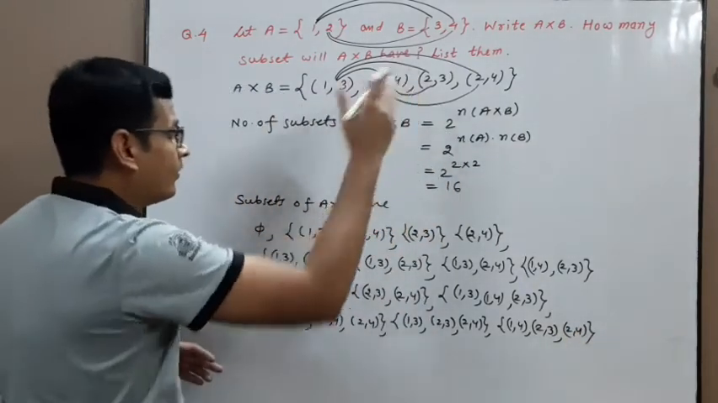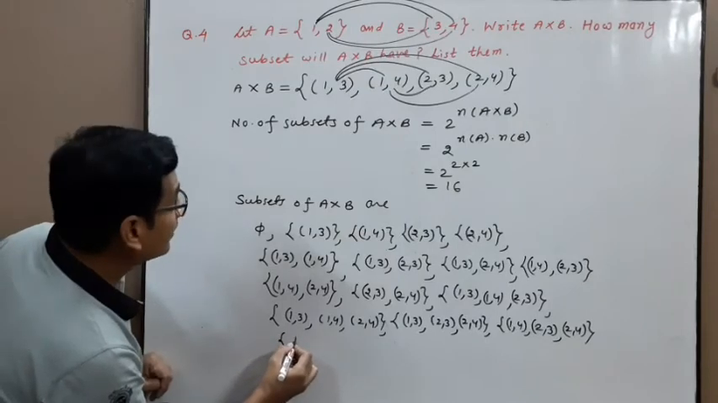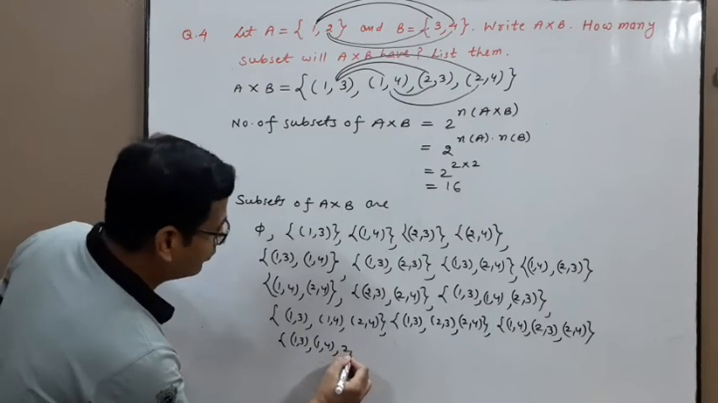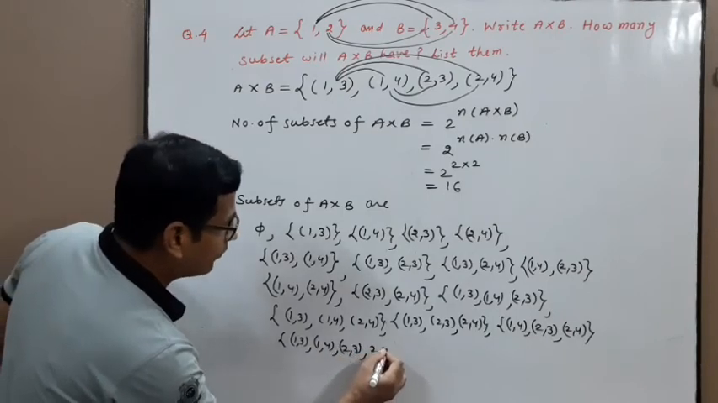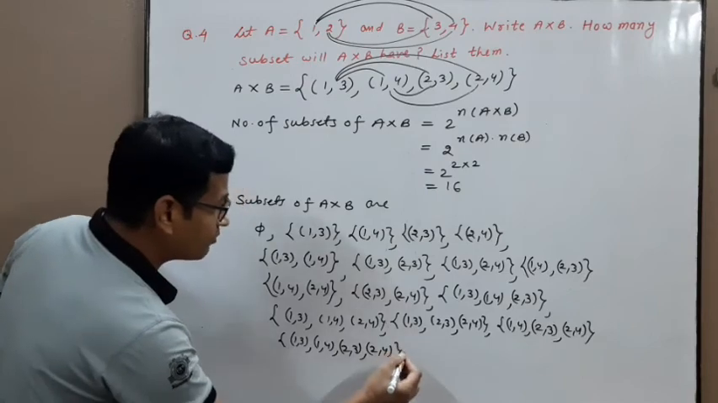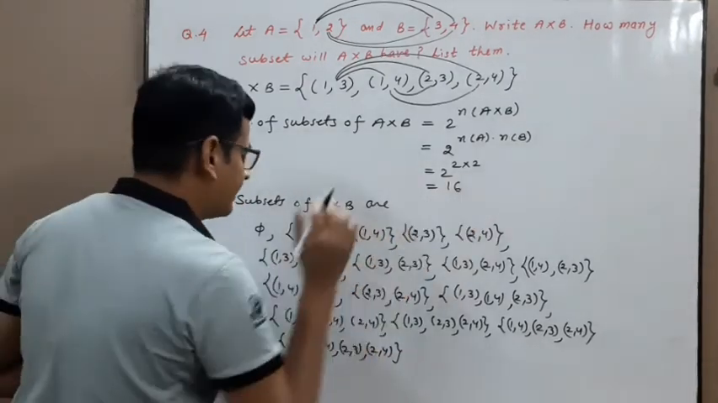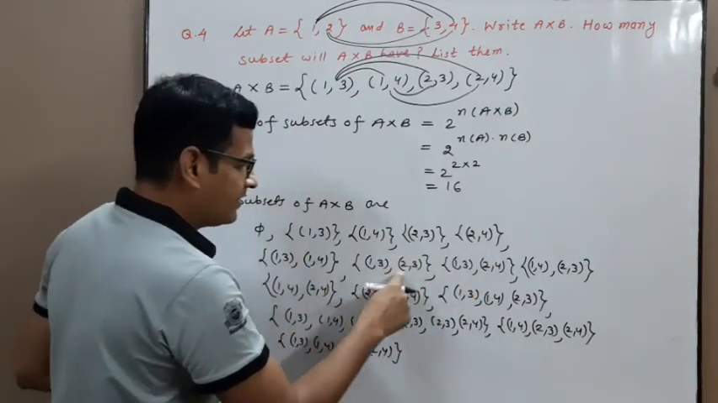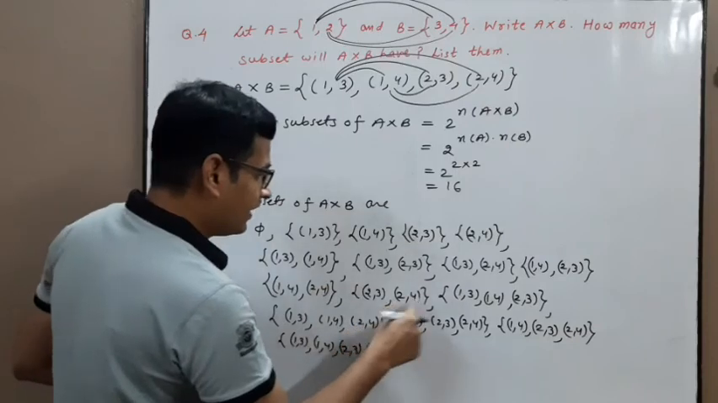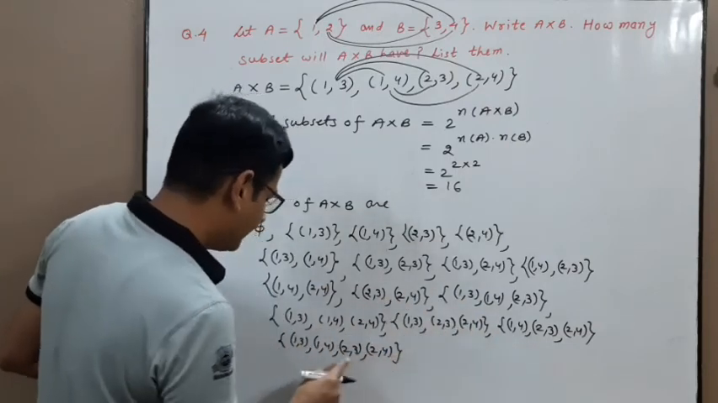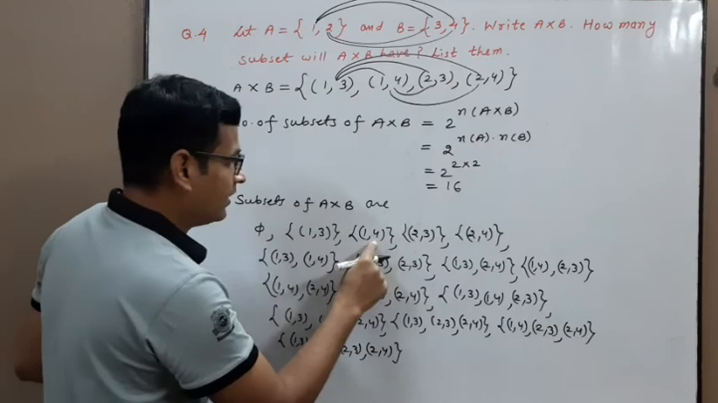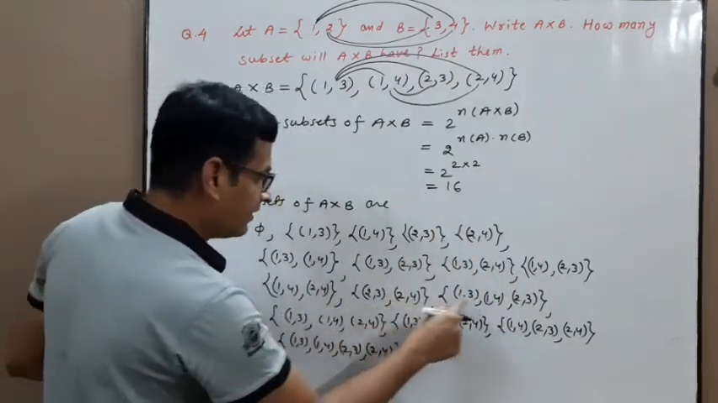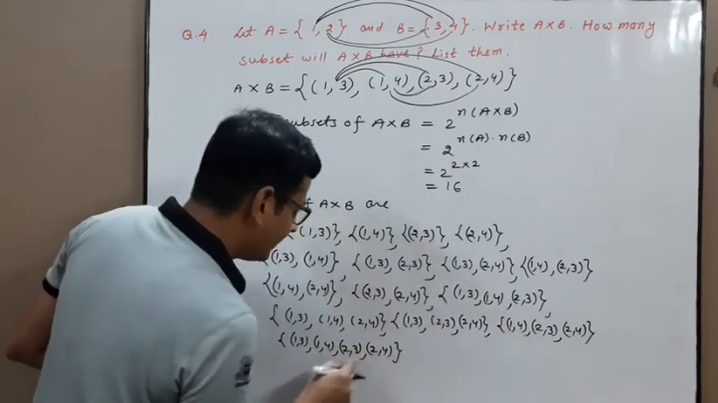Now take all 4 at a time: (1,3), (1,4), (2,3), (2,4). And at last, cross check also. Total 16. 1, 2, 3, 4, 5, 6, 7, 8, 9, 10, 11, 12, 13, 14, 15 and 16.